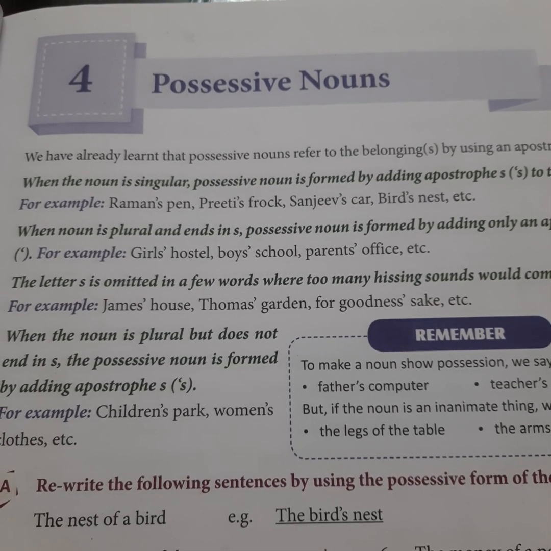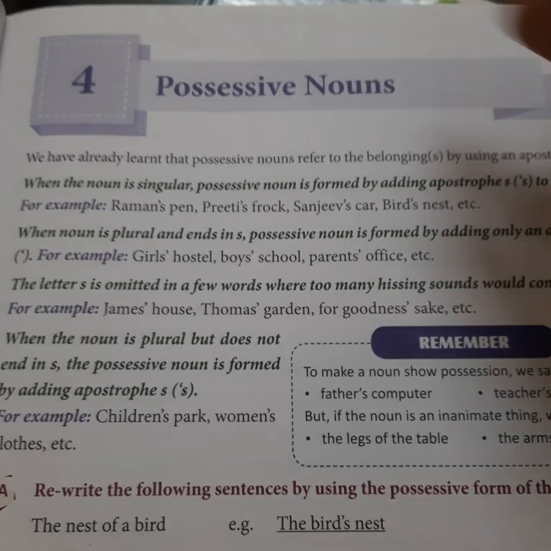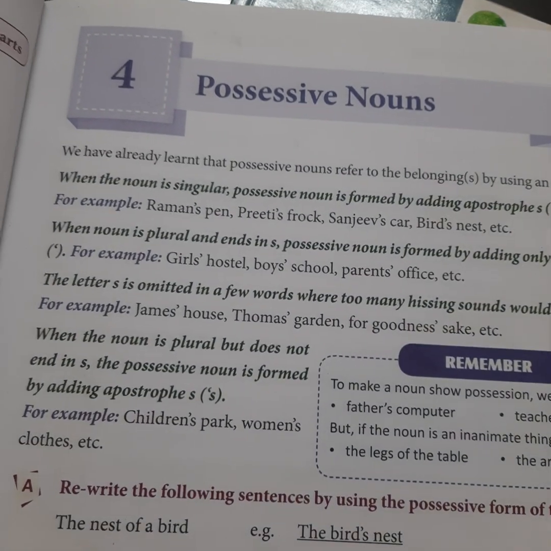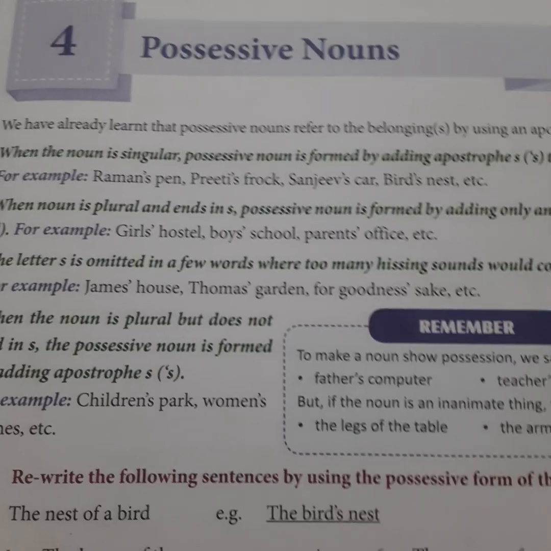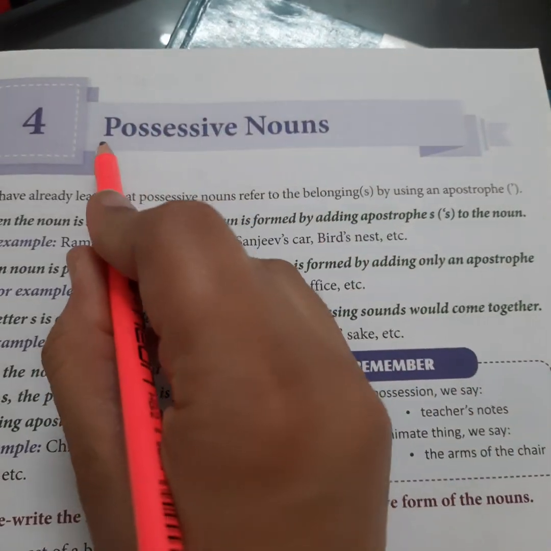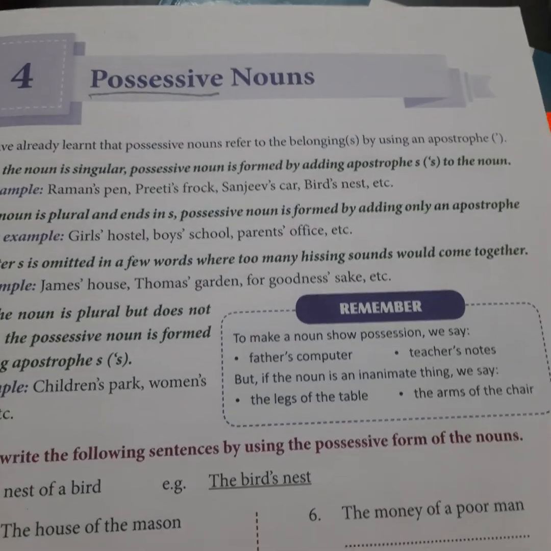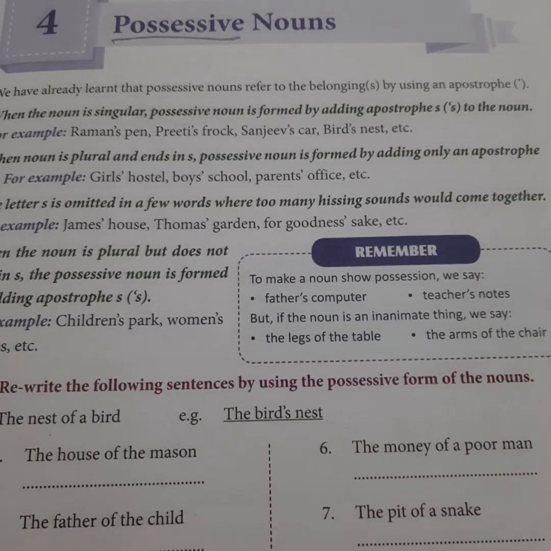Today we are going to cover chapter 4 of grammar, and that is possessive nouns. Possessive nouns, as the name suggests, possessive means possession. Possessive nouns are nouns which show possession or ownership. Possessive nouns show ownership or relationship. So how do they work? Let's see.